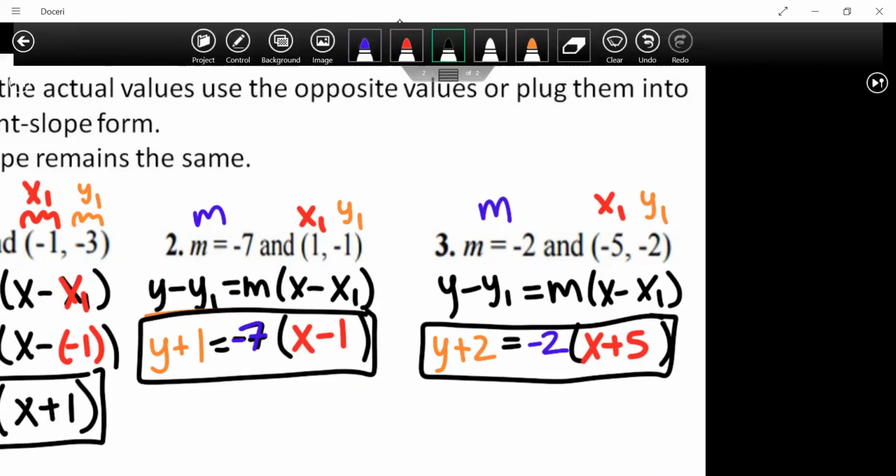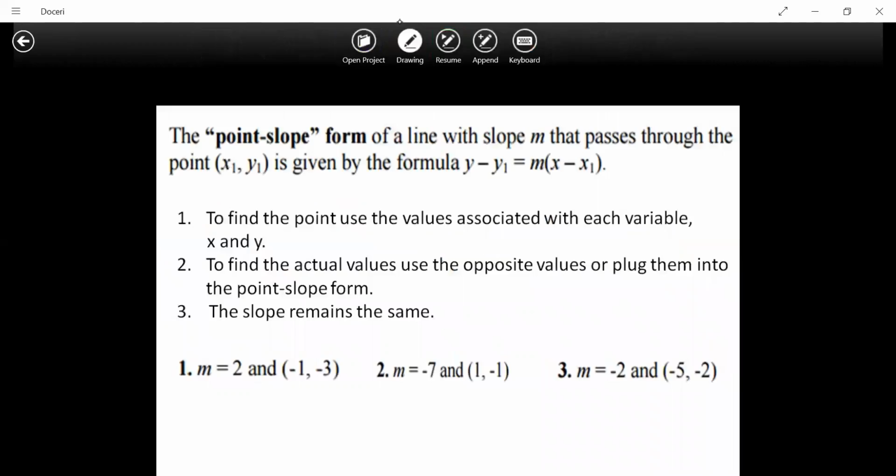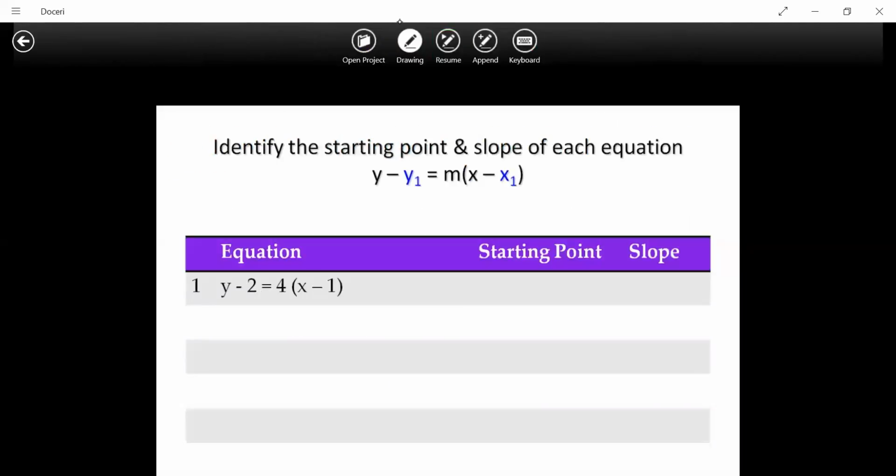Okay? Do me a favor, copy down this chart. We're going to look at the starting point. So if I give you these equations now, you should be able to give me the starting point and the slope. And if you have a starting point and slope, you should be able to graph it, yeah? So let's look at them. We have 8 of them. Yes, you should.